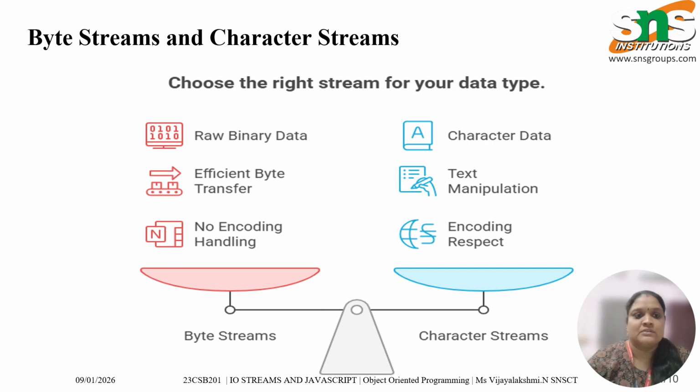And the next one is, what are byte streams and character streams? We have to choose the right stream for our data type. If it is raw binary data, we are going to choose the first one. If it is efficient byte transfer, we will choose another one. If we are not doing encoding and decoding, a different one will be there. And for character data and text manipulation, the usage of these is character, text manipulation, and encoding.